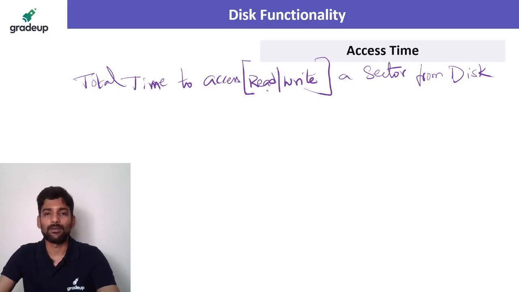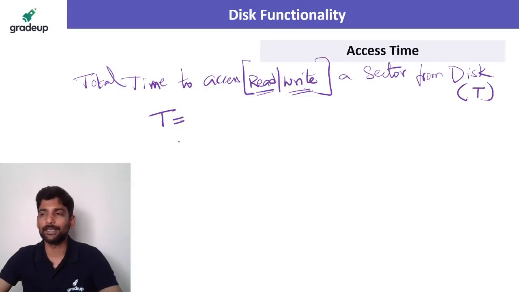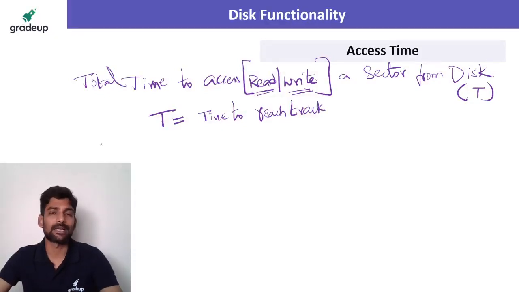Now let this time be T. The total time, let it be T. So this T is not a single unit; it is a combination of several time units. What different times are involved in it? First, you should spend some time for the read write head to reach the track from which sector you want to read or write. That sector will be in some track. First, our head should reach that track.